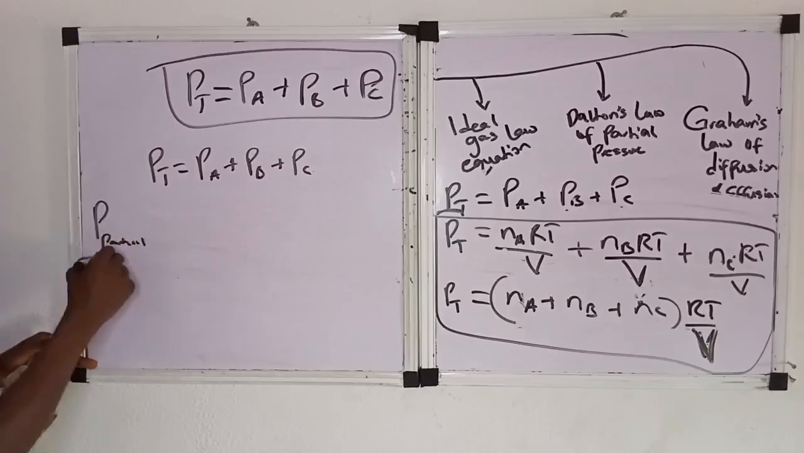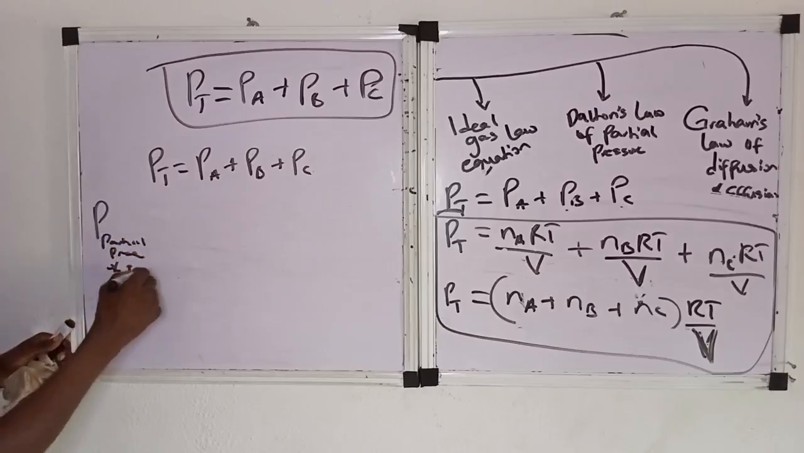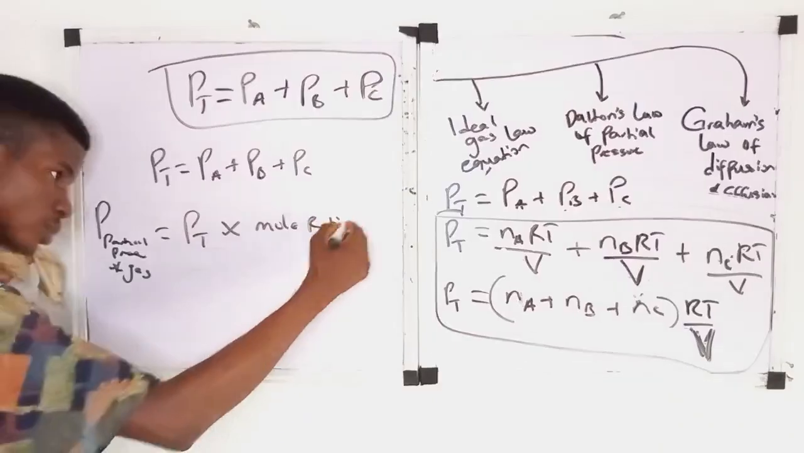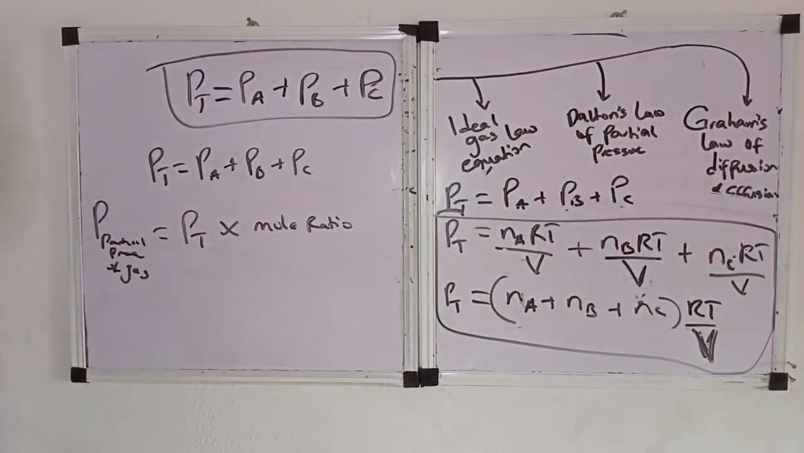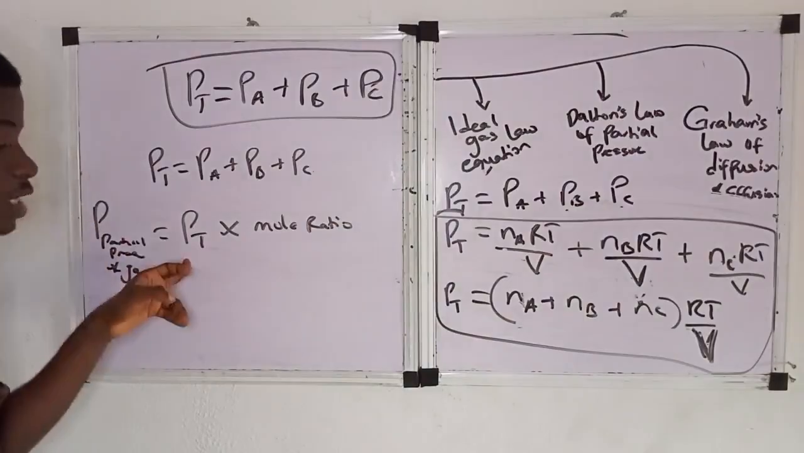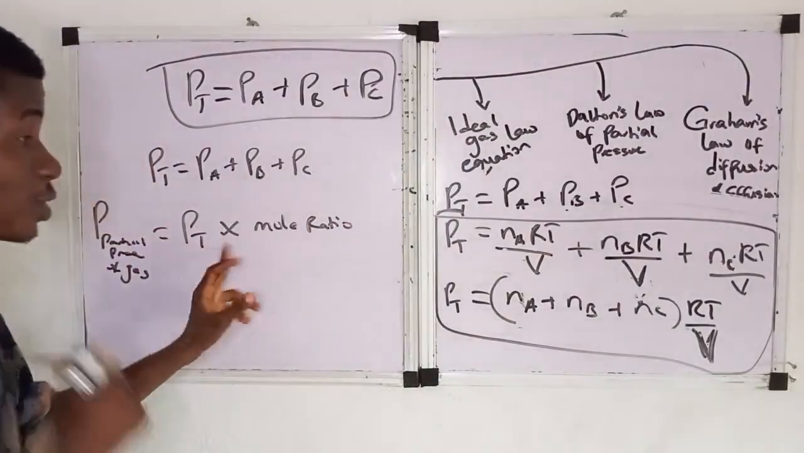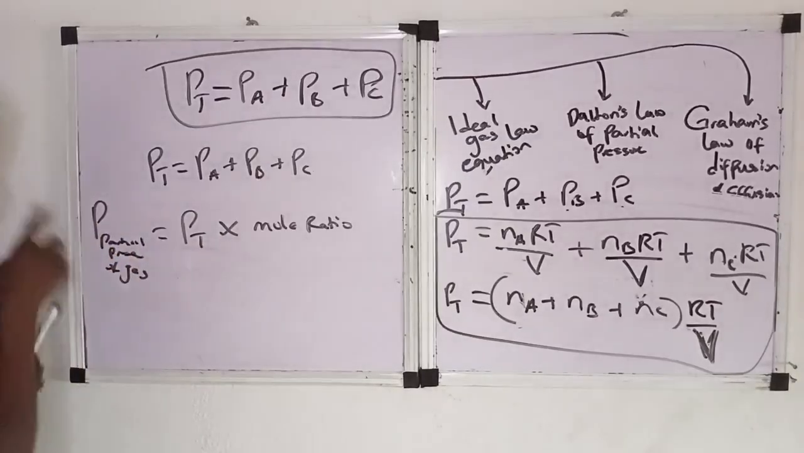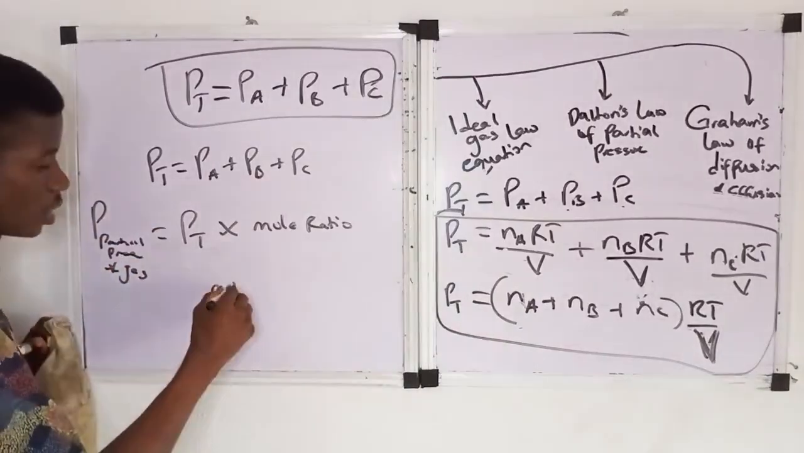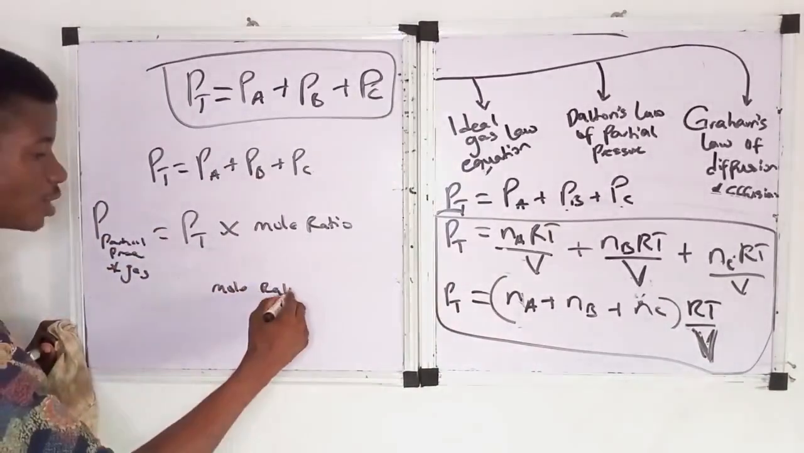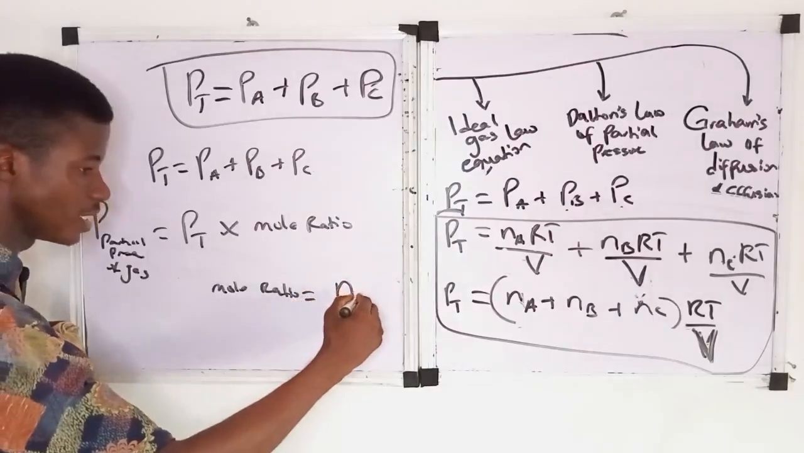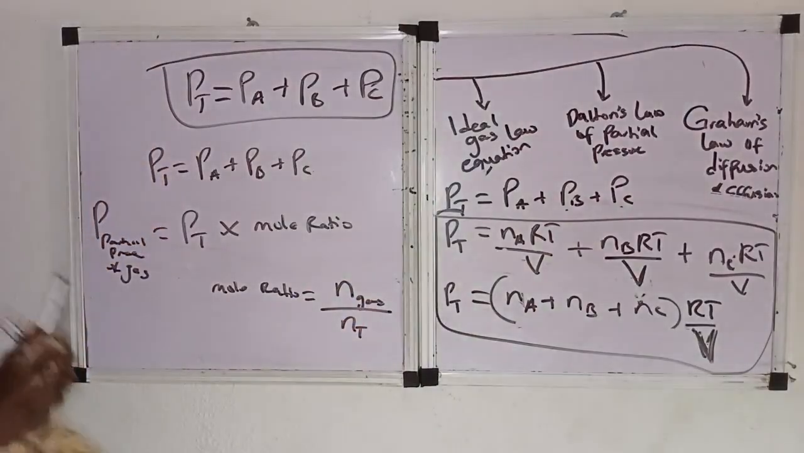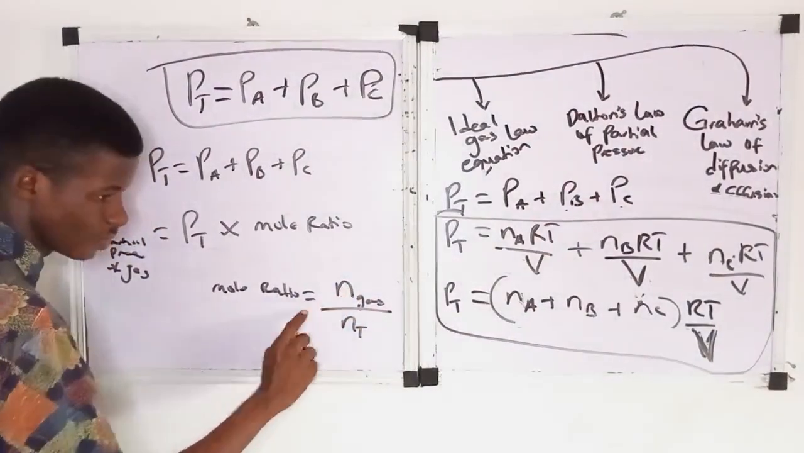Use this formula. The partial pressure of the gas equals the total pressure times the mole ratio. This formula is used when they ask you to calculate the partial pressure of the gas. They'll give you the total pressure and the number of moles. Mole ratio is equal to the mole of the gas given over the total mole of all the gases.